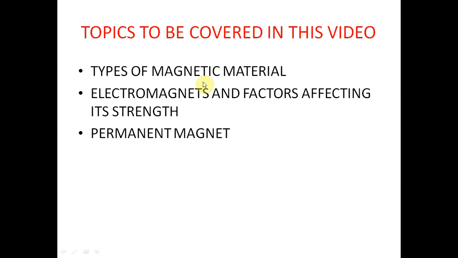Hello students, today we are going to study an important topic of physics, chapter 5 of class 12th. In this video we are going to study about types of magnetic material, electromagnets and factors affecting its strength, and permanent magnets.